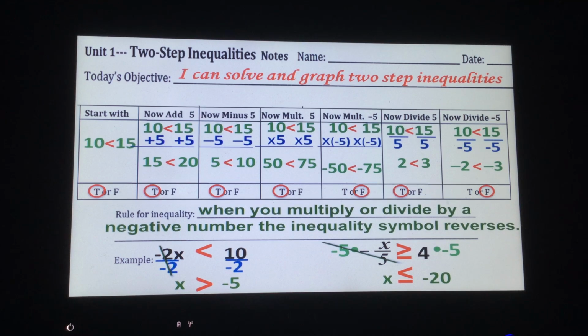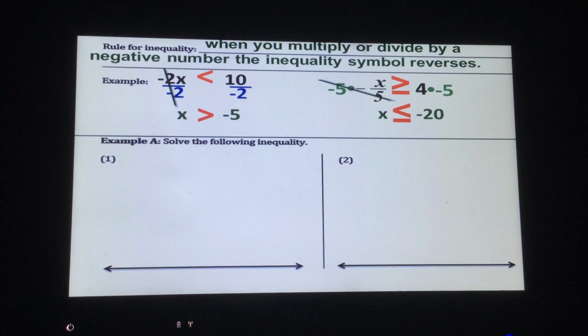All right? So it's still up at the top over here if you need to write it down. And again, if you need to press pause, you can press pause at any time.